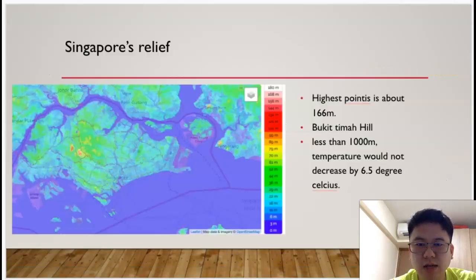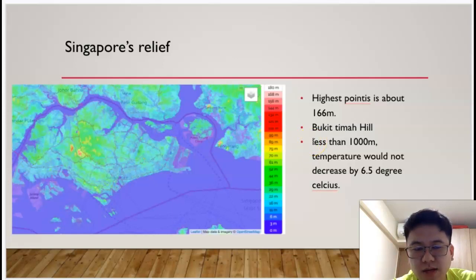So let's take a look at Singapore. In Singapore, if you observe the topographic map, the highest point is somewhere in this region, in the middle, in the central portion. The color range is about reddish yellow. So if you take a look, it's around this height. In Singapore, the highest portion is 166 meters, Bukit Timah Hill. And please take note, this Bukit Timah Hill is actually less than 1000 meters high.